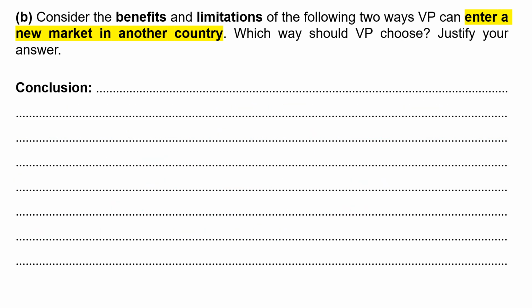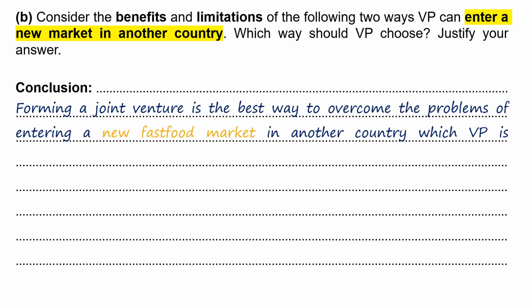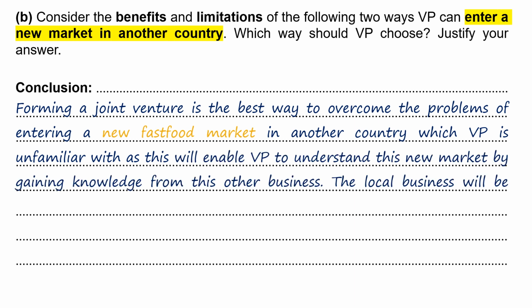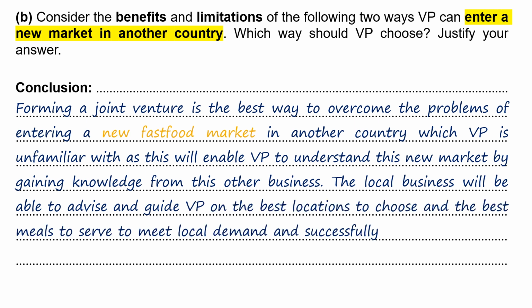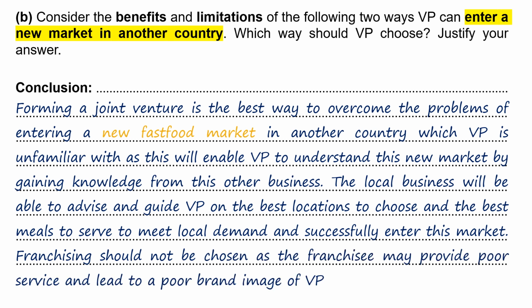So, forming a joint venture is the best way to overcome the problems of entering a new fast food market. Now we are recommending to examiner to use joint venture rather than franchising. And we need, as we have said, that we have to write our answer conclusion in the business context. All right? C'est to overcome the problems of entering a new fast food market. C'est application de case study là.